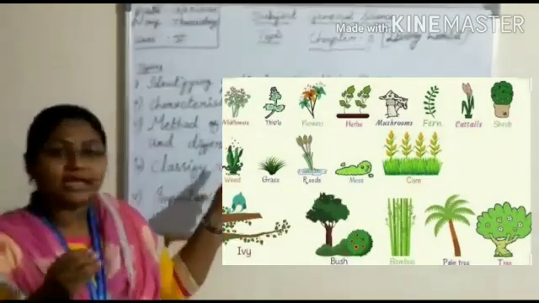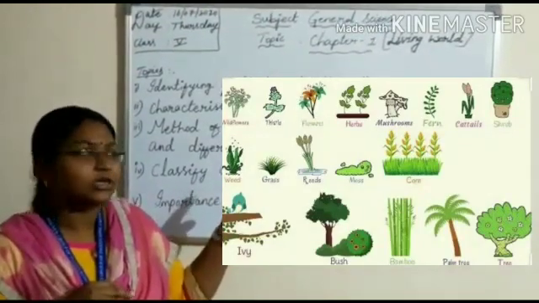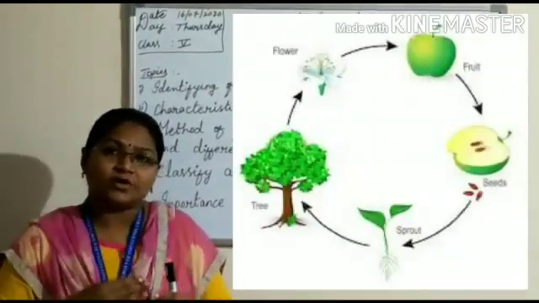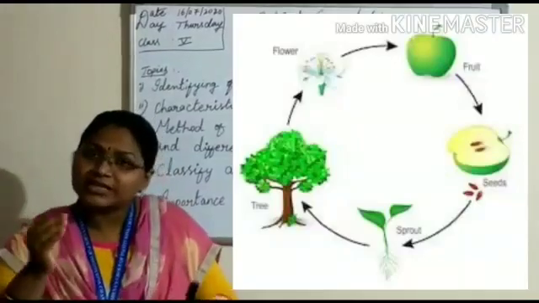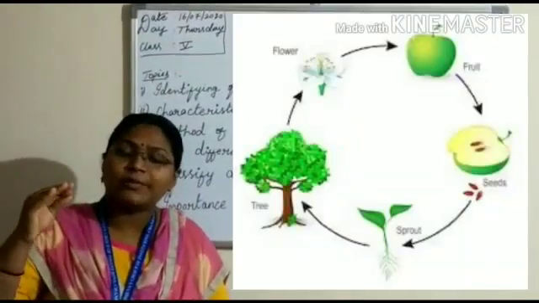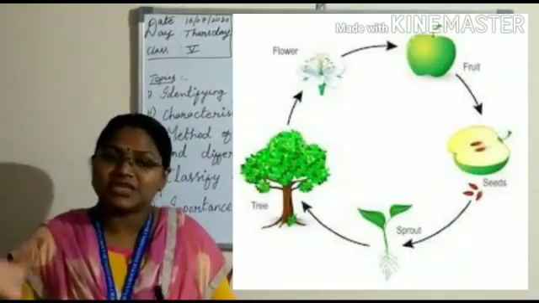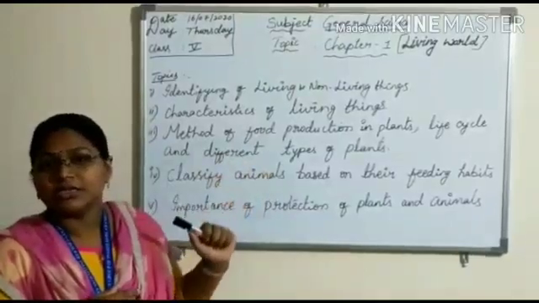How can the creepers make their food? What is the method of food production? Life cycle means seed to tree. What are the stages? How will the seed sprout? Then from that sprout we will get a small plant, then a big plant. Then day by day it will increase and become one tree. What are the stages of the life cycle? We will discuss this. We have to learn this in the third topic.